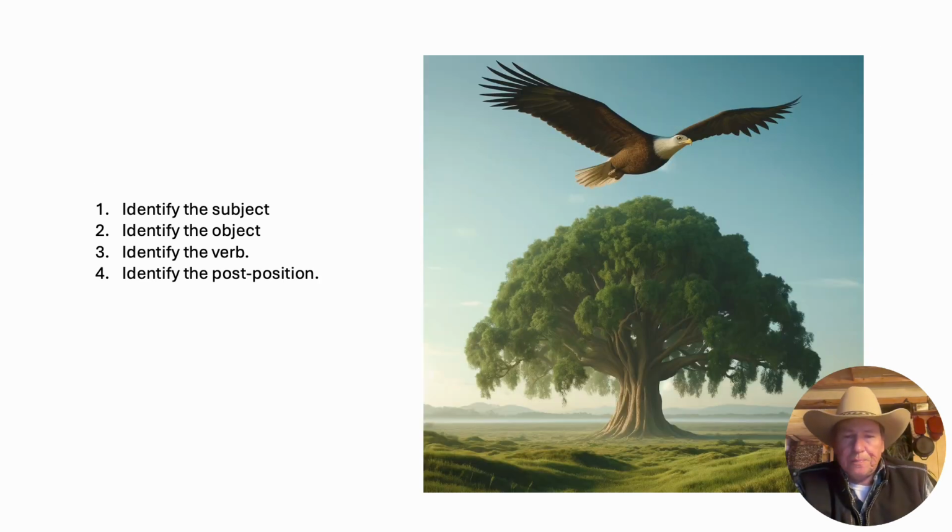So next one, identify the subject, identify the object, the verb, and the postposition. So the subject is the eagle, wambali. The object is the tree, cha. Identify the verb, what is he doing? Kie, flying. And the postposition, iwankab, above. So put those all together, try to make your sentence. I'll take a drink of coffee, and then we'll see if you're right.